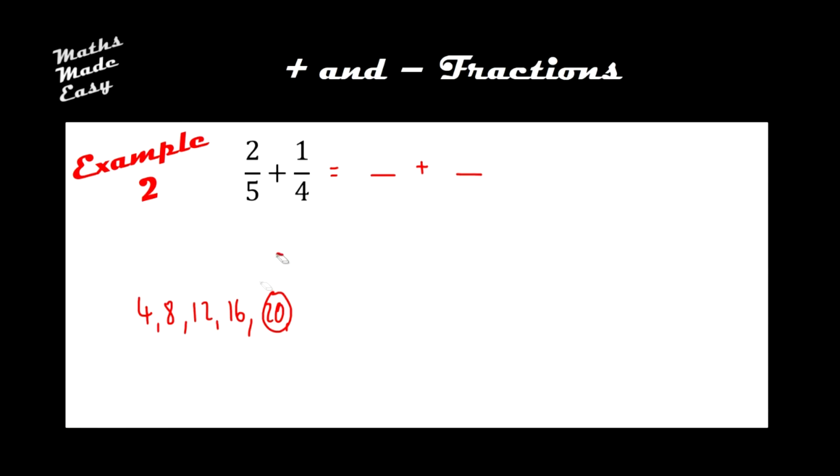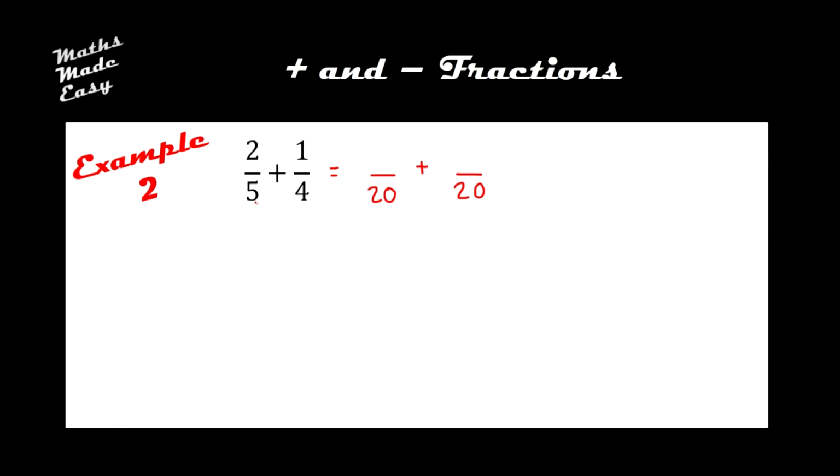So what we can do is change both of these using equivalent fractions to out of 20. So what I'm going to do is attempt to change 2 fifths into something out of 20 and then change 1 quarter into something else out of 20. And the way to do that is to look at the denominators.